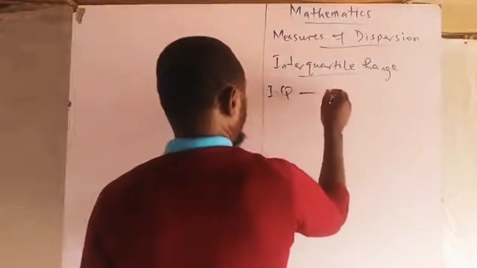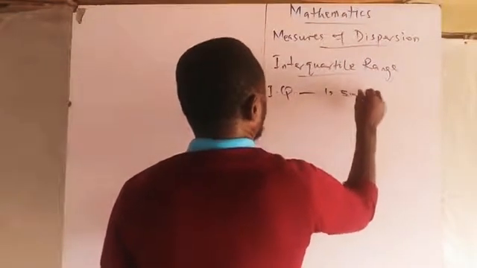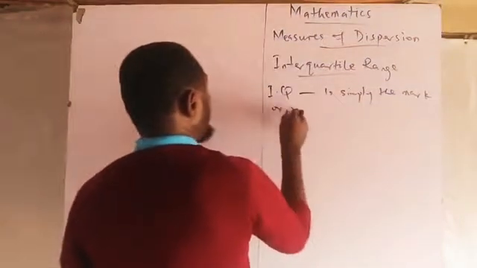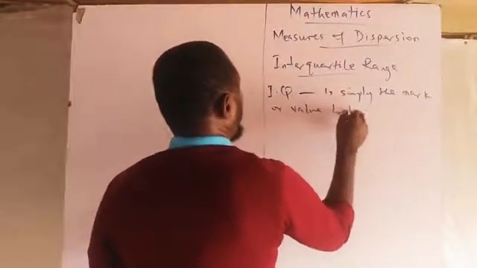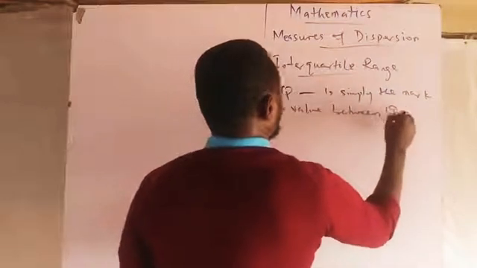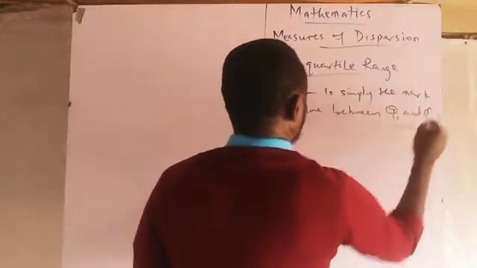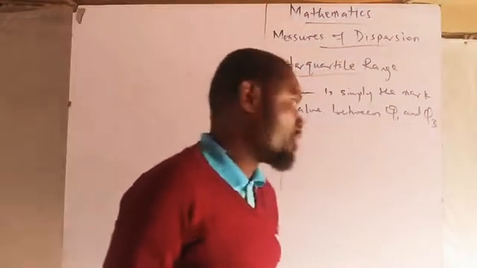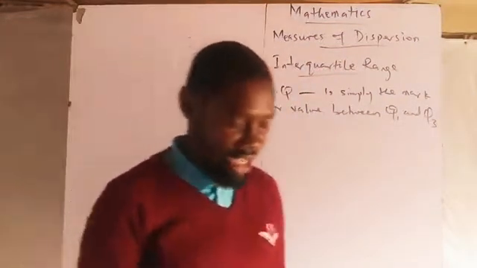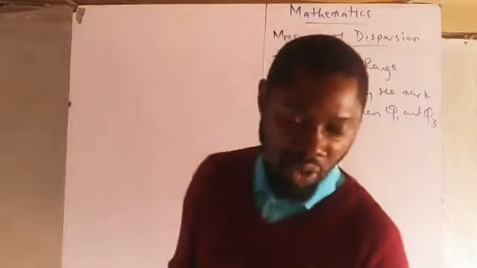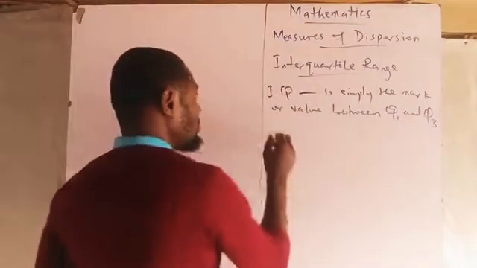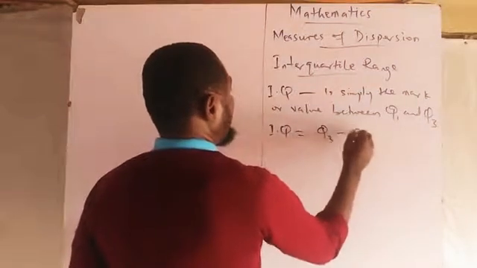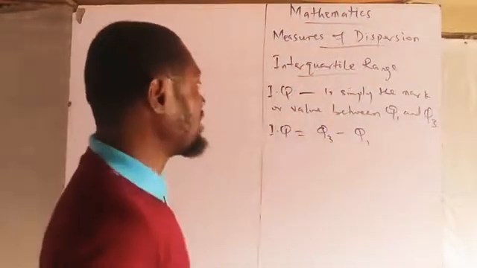Interquartile range is simply the mark or value between Q1 and Q3, where Q1 is the lower quarter and Q3 is the upper quarter, which we treated in the previous class. That is, interquartile range is simply equal to Q3 minus Q1. That is our interquartile range.